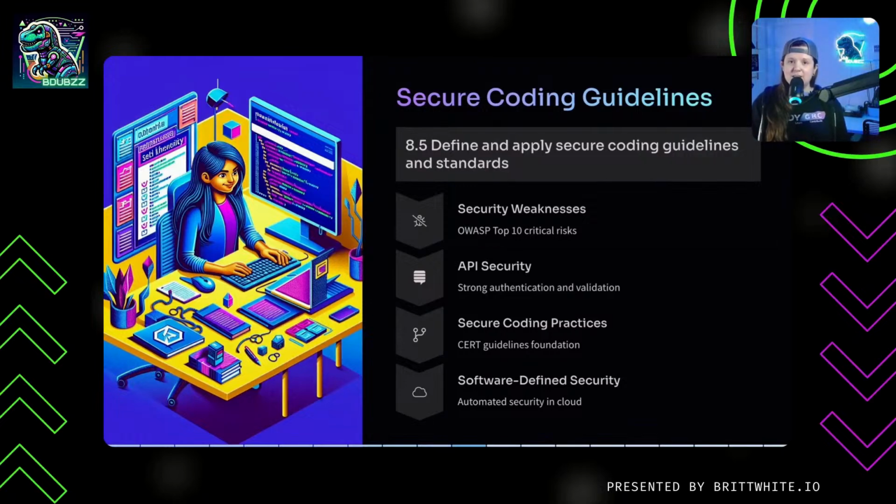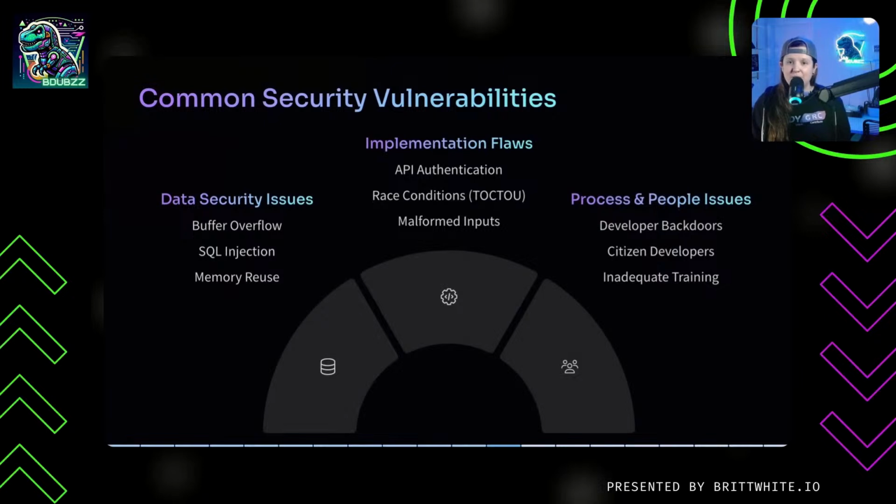Let's start by looking into some common security vulnerabilities that you need to be aware of. We're going to break them down into 3 categories. First, data security issues. The buffer overflow is one of the most dangerous vulnerabilities. Think of pouring too much water into a glass.